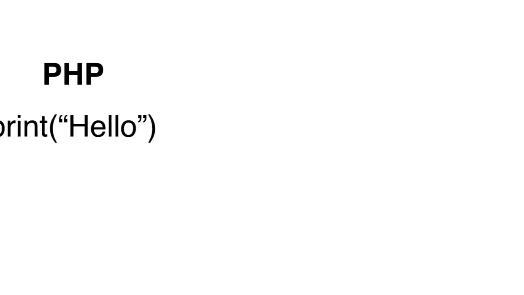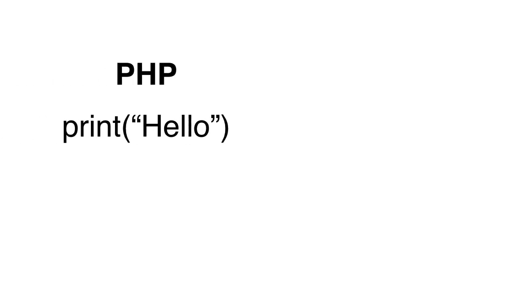Now, let me show you similar programs in different languages. In PHP, to print the word hello, you will write something like this. This is a function called print. You put your parentheses, and inside the parentheses you have two quotes on the side. You can put single quotes if you want, and then you write the text. This will show you the word hello by itself on the screen.